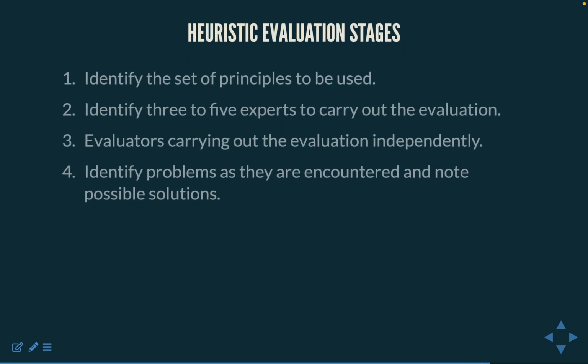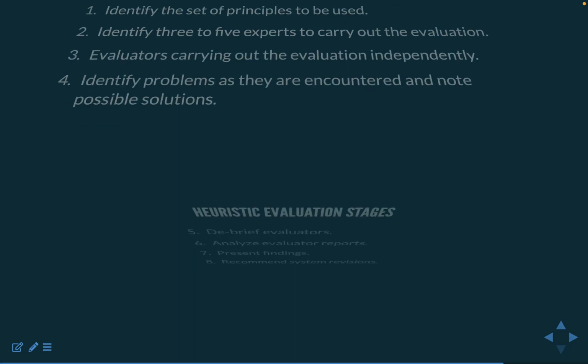Heuristic evaluation stages. 1. Identifying the set of principles to be used as the accepted standard. 2. Identifying between 3 to 5 experts to carry out the evaluation. 3. Evaluators carrying out the evaluation independently based on 2 passes through the system. 4. Identifying problems and issues as they are encountered and noting possible solutions.